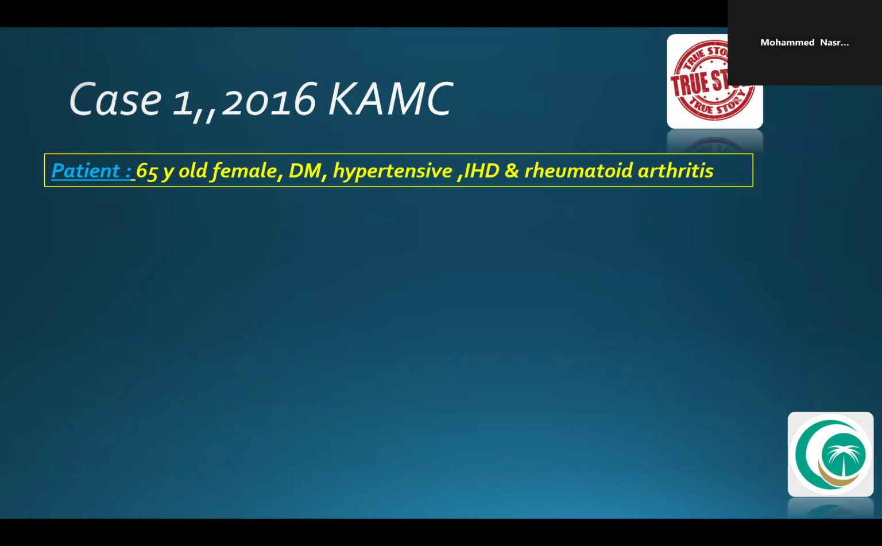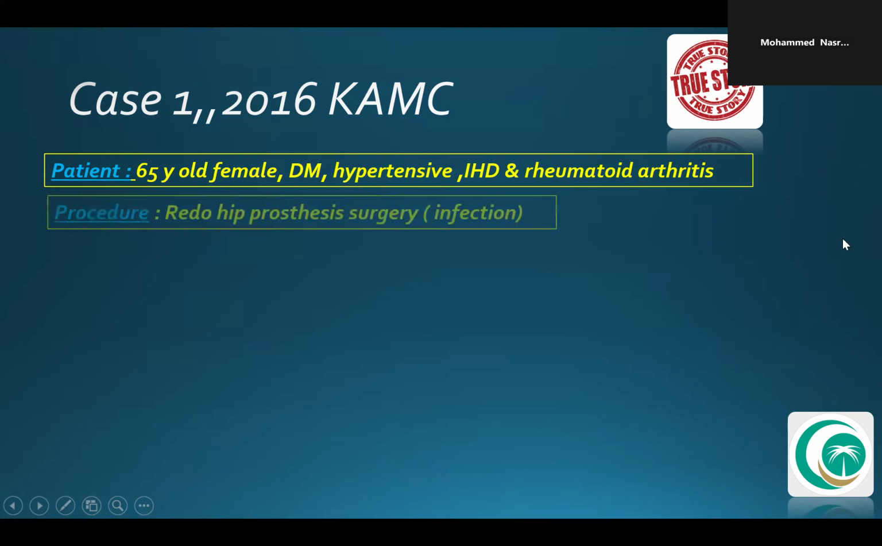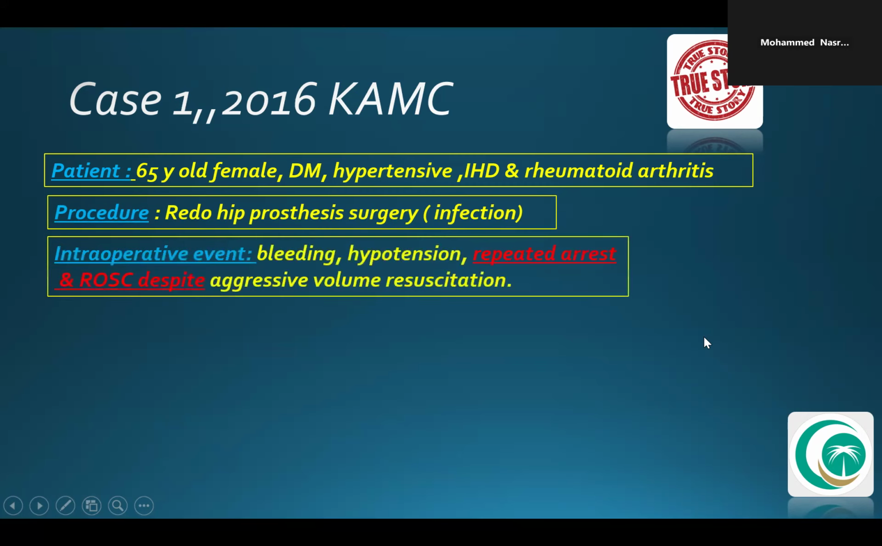First case, in 2016, King Abdullah Medical City. The patient is 65 years old, female, diabetic, hypertensive, ischemic, and with rheumatoid arthritis. This patient was coming for redo hip prosthesis surgery. There was an infectious process there. The events intraoperatively were bleeding, hypotension, repeated arrest, and return of spontaneous circulation despite aggressive volume resuscitation.